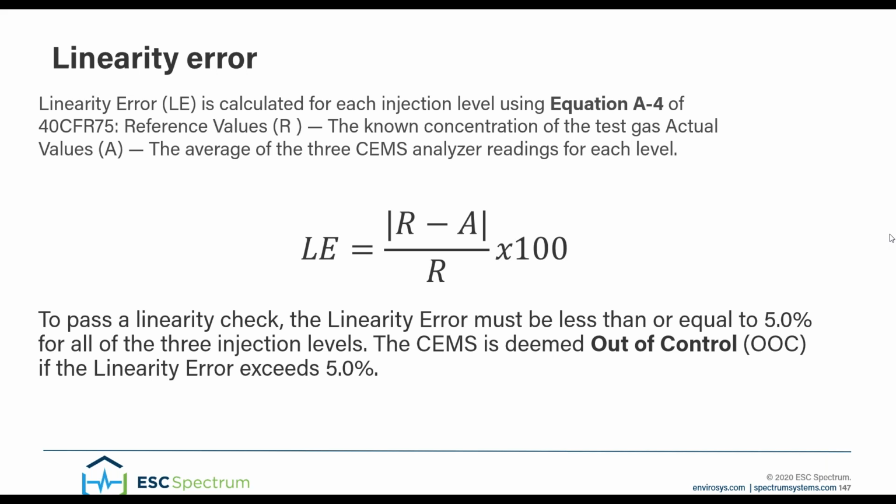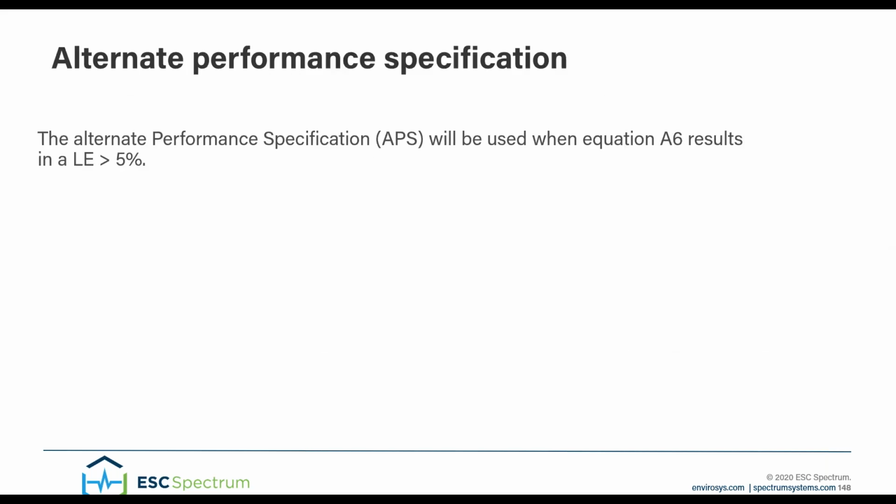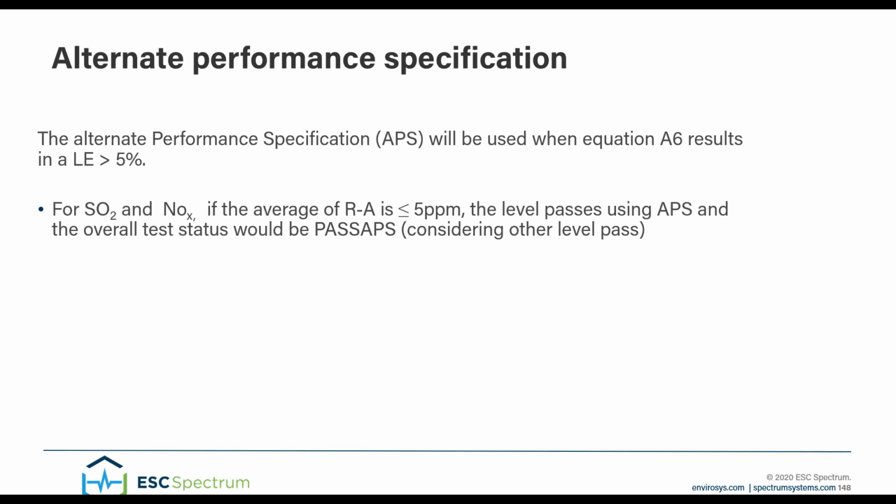Now, doing the math, sometimes it might be above the 5%. So in that case, we have what is called the alternate performance specification. And this can be used when that linearity error is greater than 5%. The alternate performance specification for SO2 and NOx: if the reference minus actual is less than or equal to 5 ppm, the level passes using APS, alternate performance specification, and the overall result would be that the test would pass APS, and that's considering the other levels pass as well.